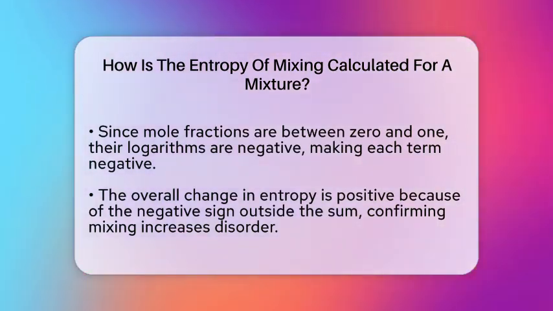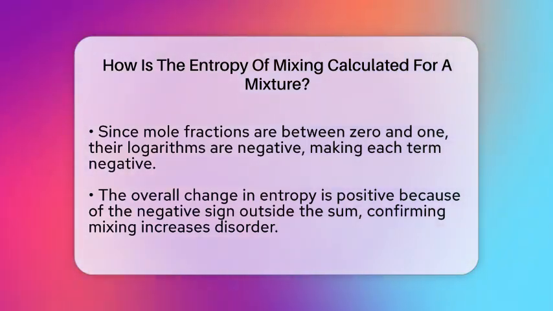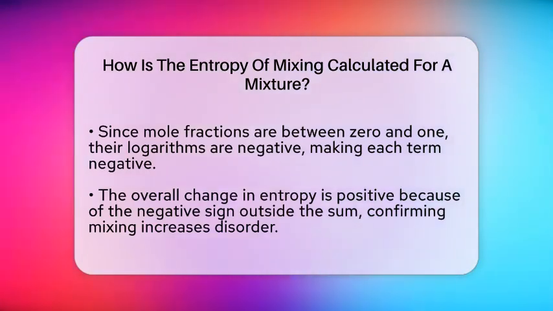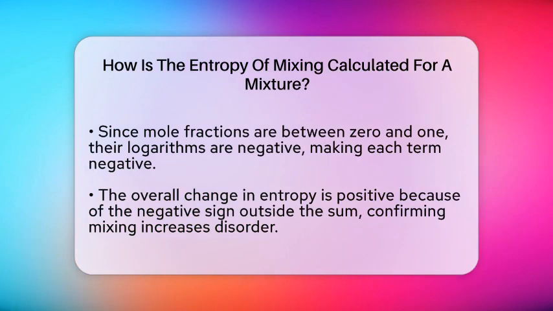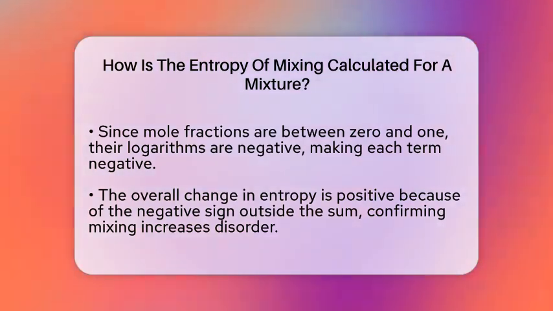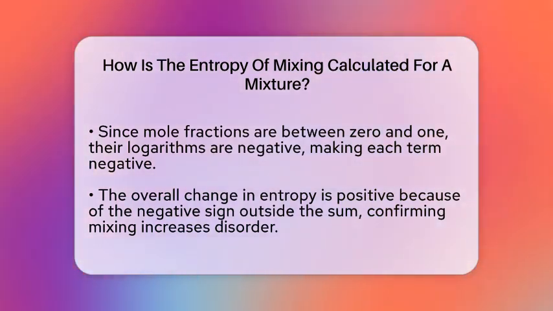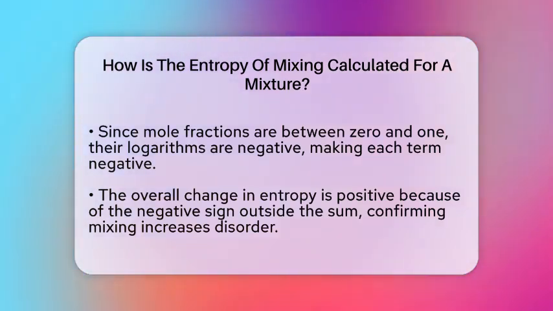For example, if you have a mixture of two gases, like gas A and gas B, the formula simplifies too. The change in entropy equals negative the total moles times R times the sum of XA ln XA plus XB ln XB. This simple version helps us understand how the proportions of each gas influence the increase in entropy.